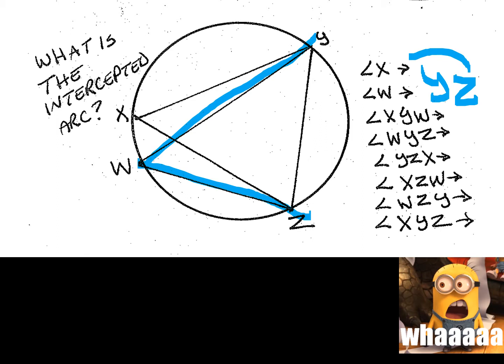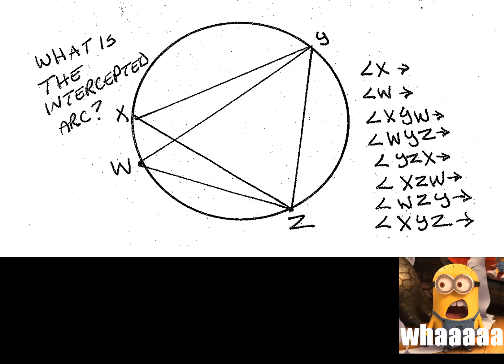So what does that mean? They're both on the edge. They both have the same arc. They're going to be the same size. X and W are going to have to match because they have the same size arc and they're both inscribed angles. Now, if one was central and one was inscribed, then no, they wouldn't match. But if they're the same type and they've got the same arc, then they're going to match.